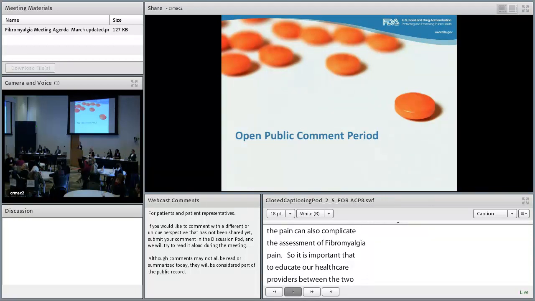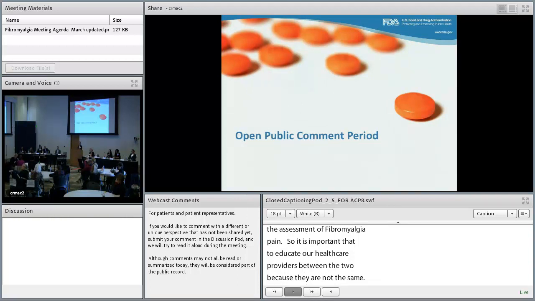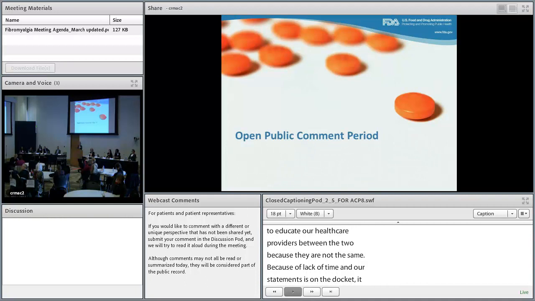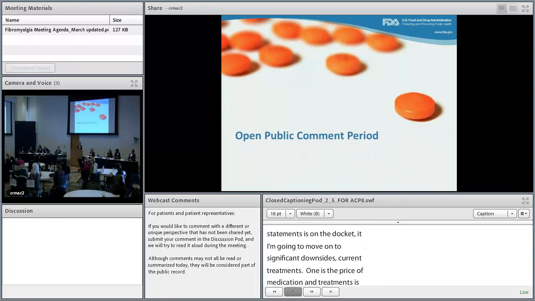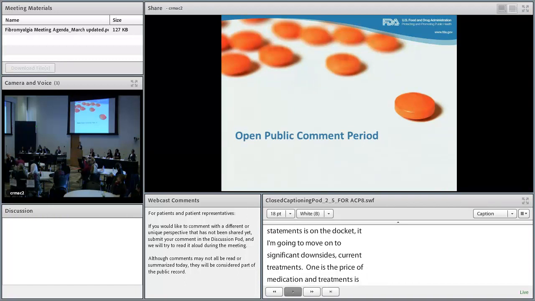Okay, because of lack of time, and our statement is on the docket, I'm just going to move on to significant downsides of current treatments. One is the price of medication and treatments is often high. It is often, in the case of non-drug treatments, not covered by insurance. The other is long-term safety of a drug is not known.